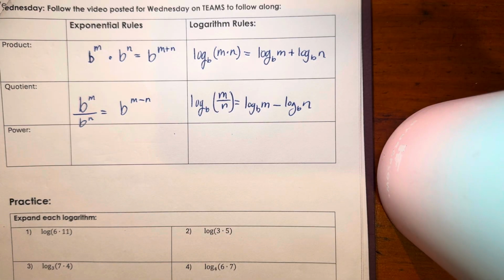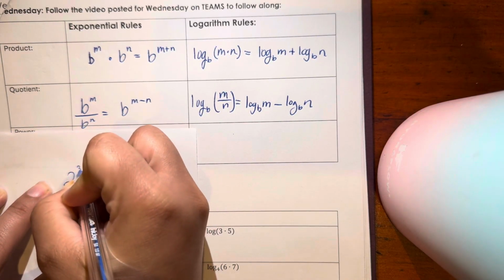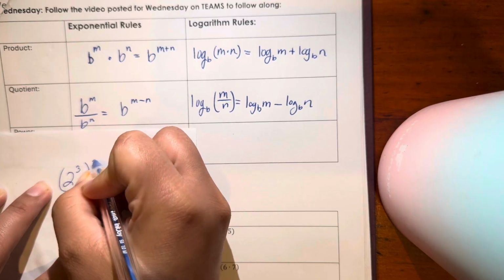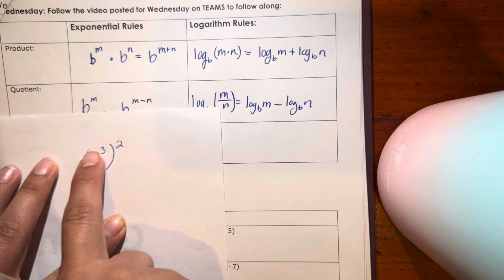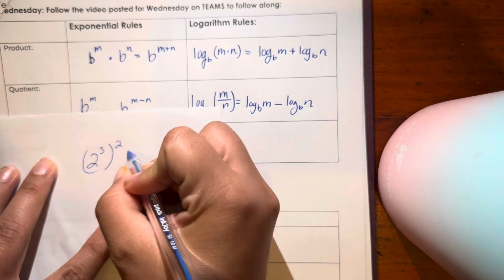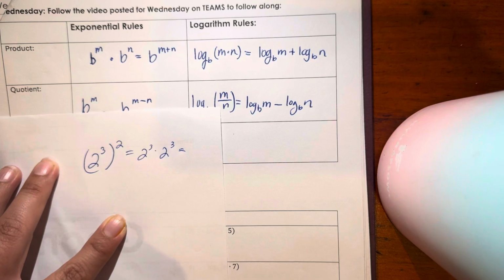And the last one, the power rule, the exponent rule. Okay, so for example, if you have 2 to the third and then you have an exponent squared, that means this thing in parentheses has to multiply 2 times. So it's the same thing as 2 to the third times 2 to the third. So what does that mean?